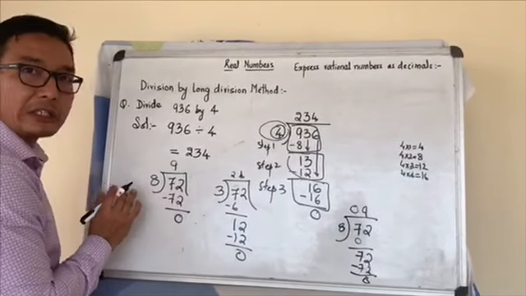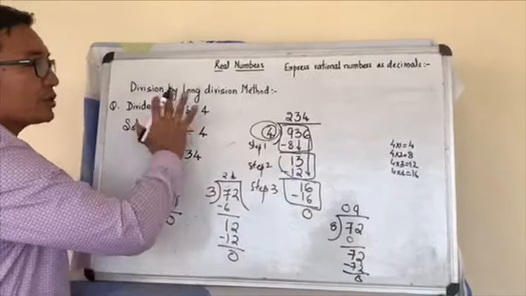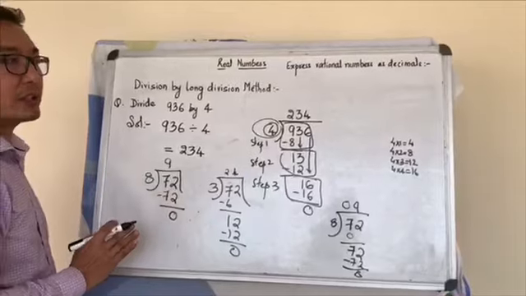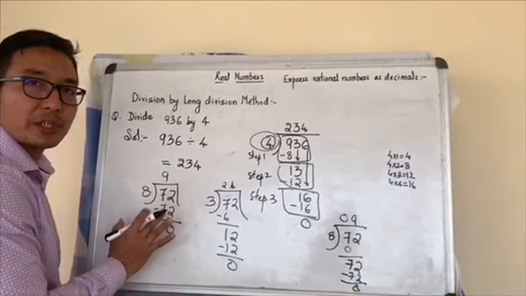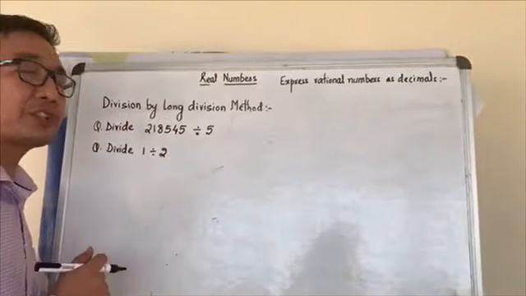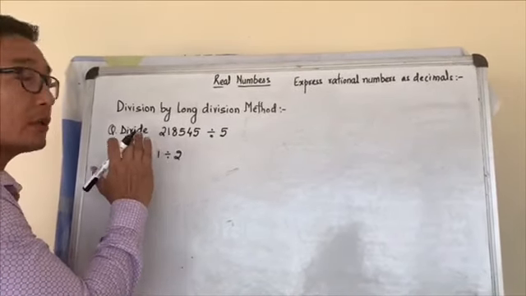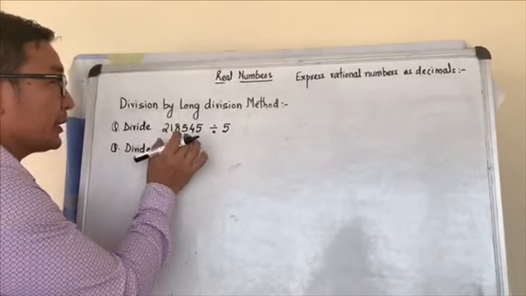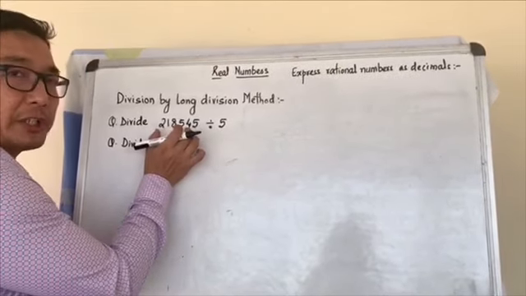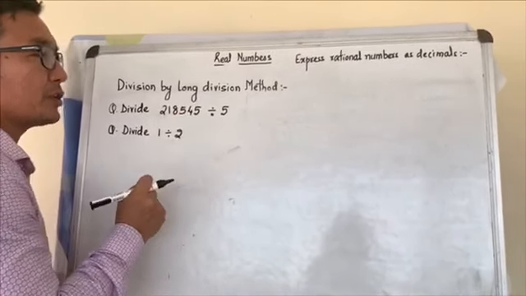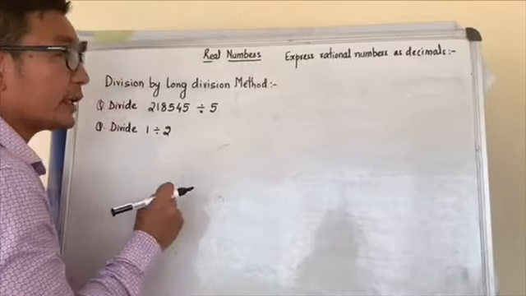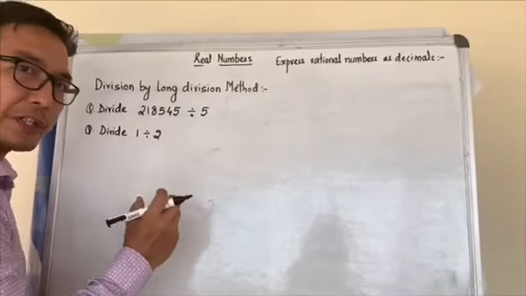This is called the long division method. Okay, so this is an example of the long division method. Now we are going to take this one long division test and do step by step.